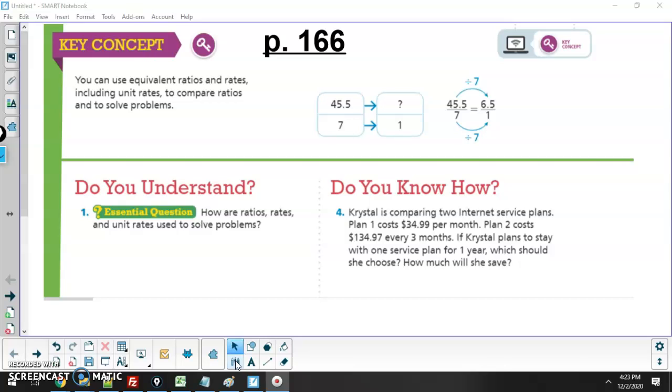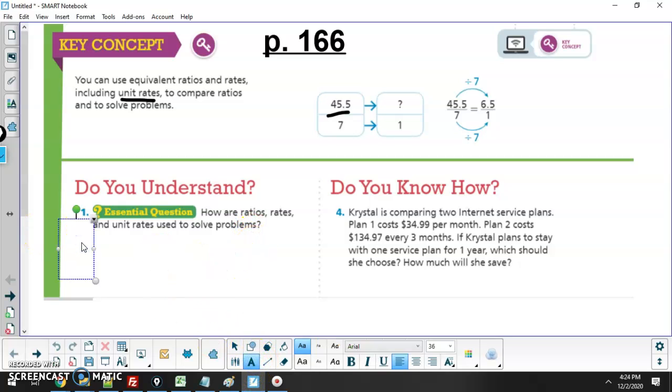In this section, the main idea is to find what we call unit rates, and then use them. A unit rate is simply a rate per one. Like 45.5 to 7, we want to make it into a rate per one, or a unit rate. We would divide by 7. Here's the essential question for this whole section: How are ratios, rates, and unit rates used to solve problems?